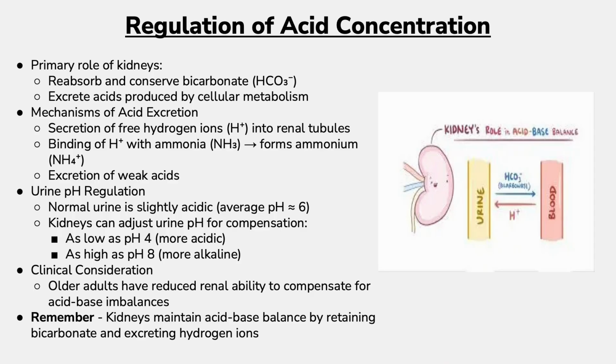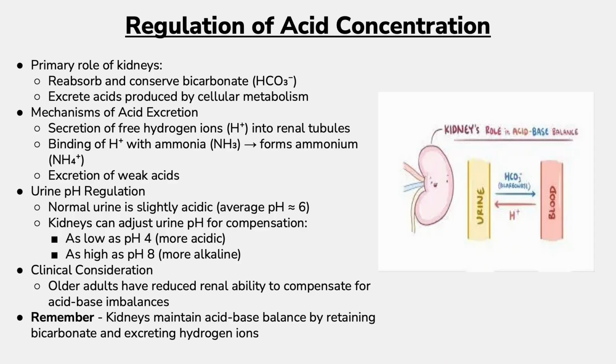So there are several mechanisms in the kidneys used to excrete acid. First, they secrete the free hydrogen ions into the renal tubules, which helps remove excess acid from the body, right? Because where is the acid going that's in the renal tubules? You are going to urinate it, and so it's excreting it. Second, the hydrogen ions can bind with ammonia to form ammonium, which is then excreted in the urine. Third, the kidney also eliminates weak acids, further helping to regulate the pH.